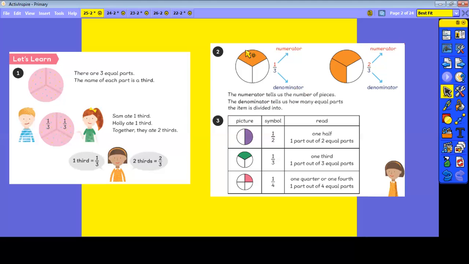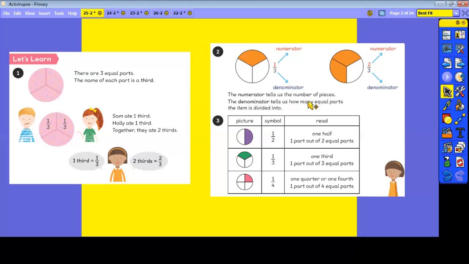Now the numerator tells us the number of pieces. So here it shows the number of pieces that's been shaded in this circle. So there is 1 part shaded of the circle, 1/3 shaded. So the numerator is 1. It's the number of pieces that's been shaded. And the denominator tells us how many equal parts the item has been divided into. So the circle's been divided into 3 equal parts. So the denominator is 3. Just like the denominator over here is 3 because the cake is in 3 equal parts.